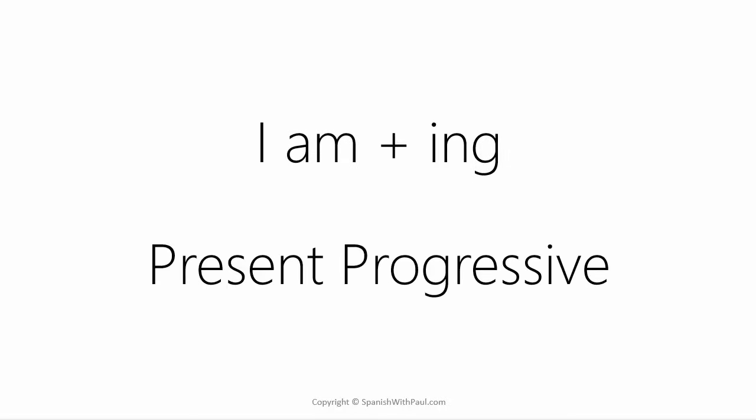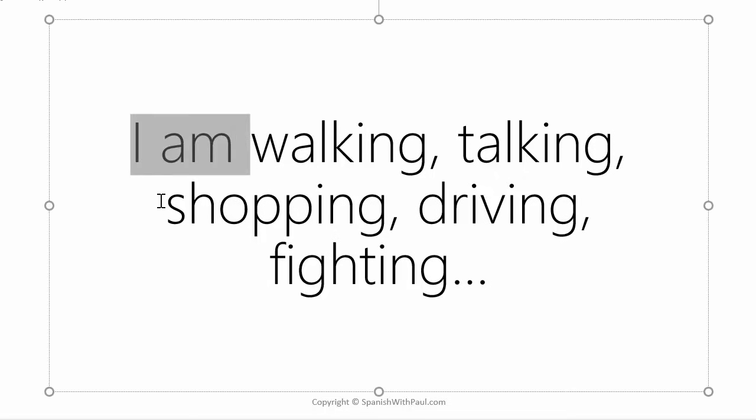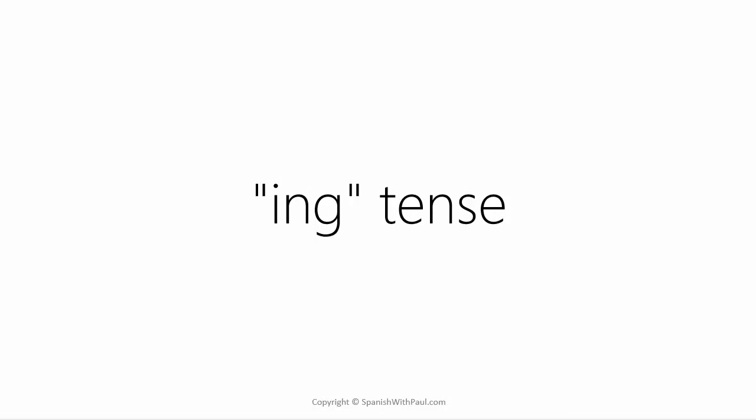In English, we can say I speak, but we can also say I am speaking. Now it's this combination of I am plus ing that gives us the present progressive tense. Other examples would be I am walking, talking, shopping, I am driving, fighting. You can see in every example we have the combination of I am plus an ing. And I simply refer to this as the ing tense.